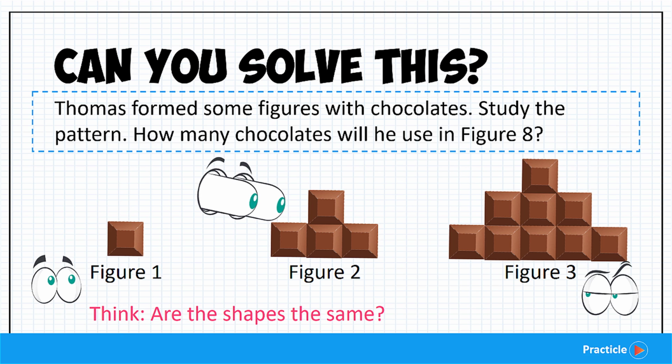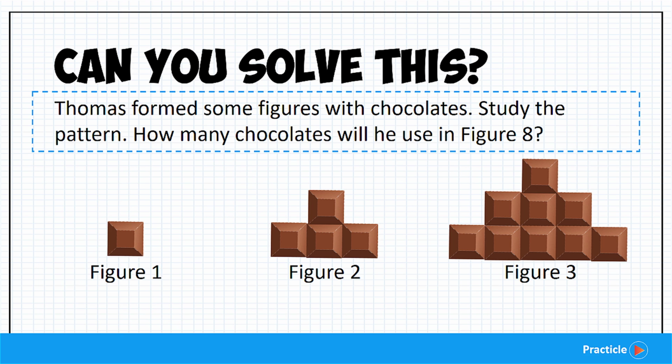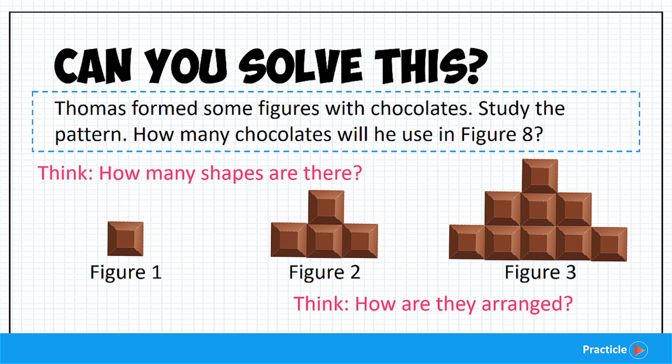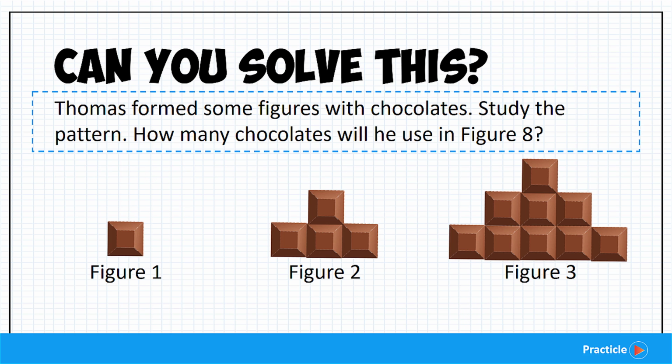Okay? Next, when we're dealing with pattern questions, we'll need to look at the number of items and how they are arranged. Is there anything special about the way they are arranged? Compare each figure and look out for any changes. Let's use this question as an example. Alright? We can see that all the shapes are the same. So we are playing with little squares of chocolate.